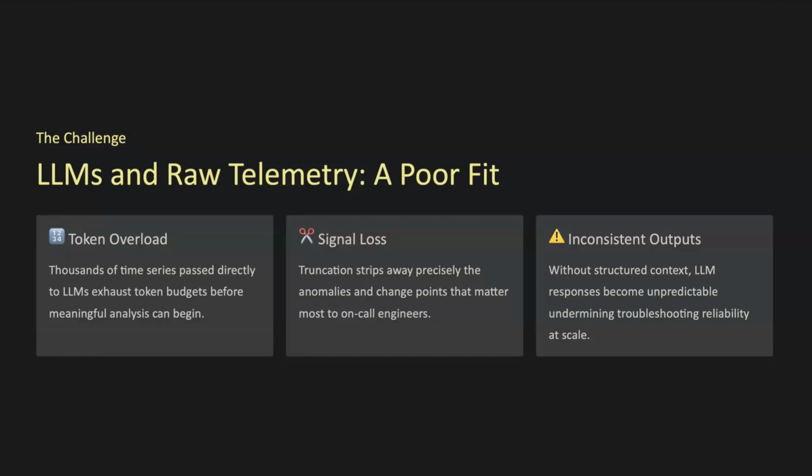The first one is token overload. All of us know that LLMs have a fixed token budget, and with all of this real data, you're going to be using up your resource. And one thing you'll end up doing is truncating your data, which results in signal loss, because you might end up truncating anomalies and change points that are key to identifying the root cause of your problem. And that eventually results in inconsistent outputs. It is largely dependent on whether a data point made it into the LLM or not. If it does, your outputs are great. If it does not, your outputs are meaningless.